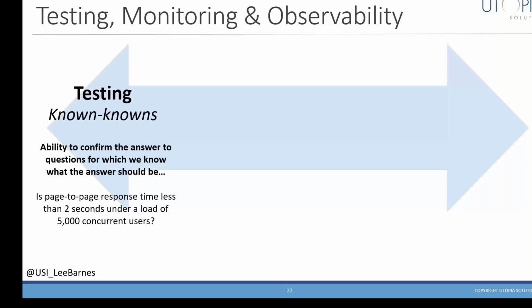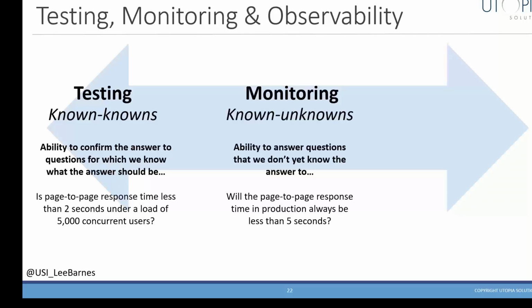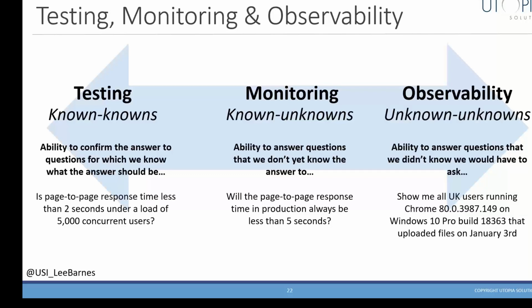If we look at testing, that confirms the answers to questions that we already know the answer to. Where monitoring gives us the ability to answer questions that we don't yet know the answer to, right? The example there is will page-to-page response time in production always be less than a certain value? Well, we don't know that unless we monitor it. And finally, observability really goes a step further and gives us the ability to answer questions that we didn't know we would even have to ask.